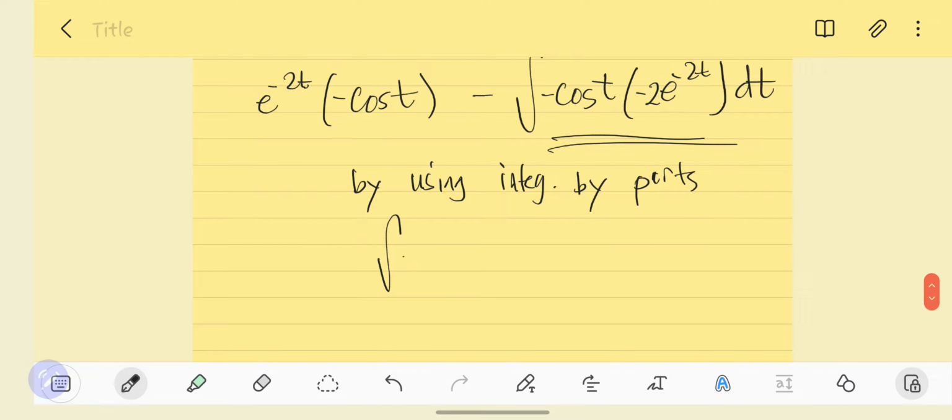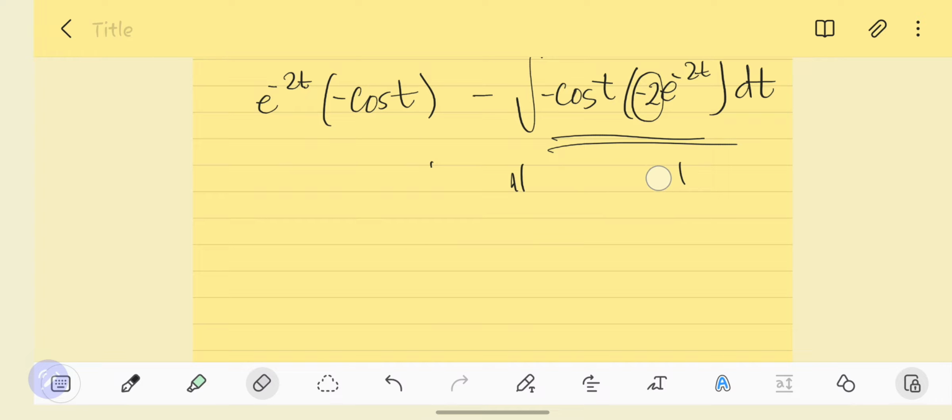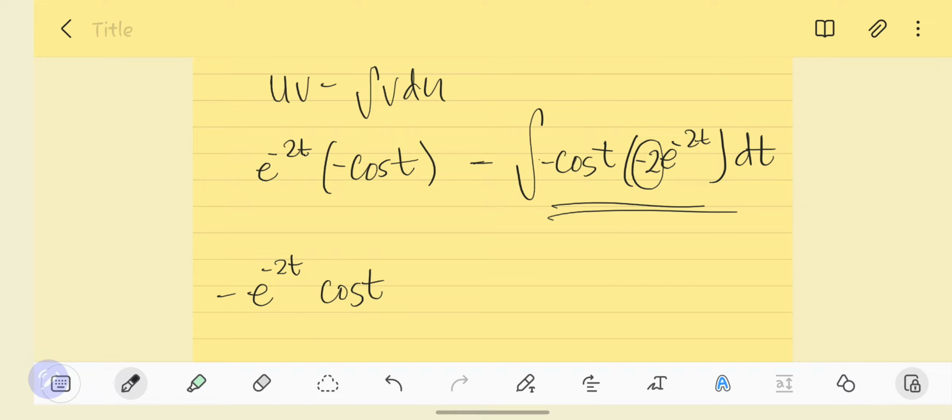So the integral of negative cosine t times, we will try to arrange this first. So let's arrange the constants. This becomes negative e to the negative 2t cosine t minus 2 times the integral of cosine t e to the negative 2t dt.